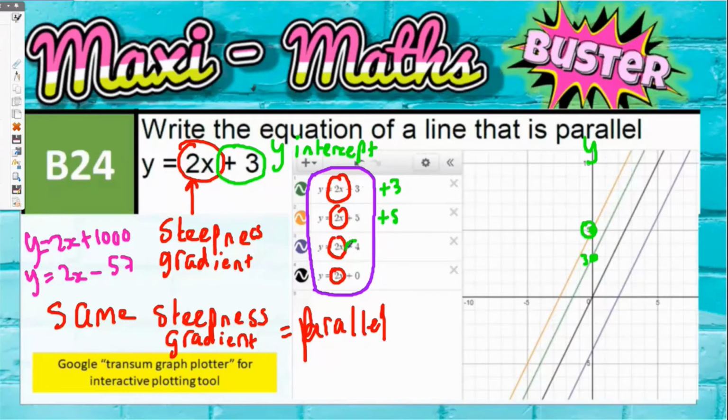The grey one has got a minus 4 on the end, so that's why the grey one intercepts down here at minus 4. And the black one has a 0 on the end, which is why the black one goes right through 0 on the y-axis. So the first number in front of x is the steepness value, and if those numbers are the same on different lines, they will be parallel lines. The second number is the y-intercept, and that is where the line intercepts with the y-axis or passes through the y-axis.